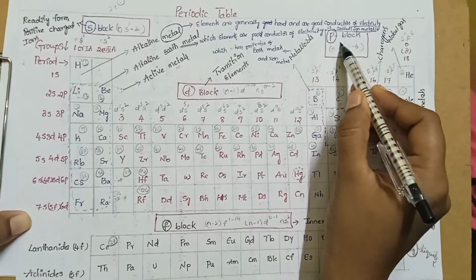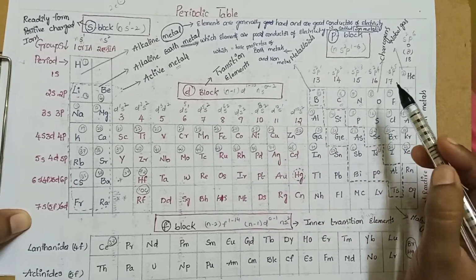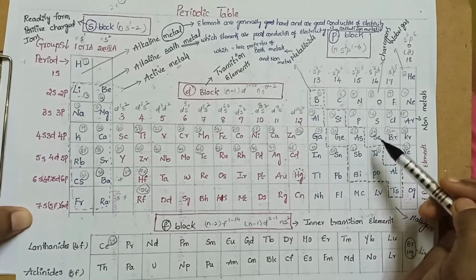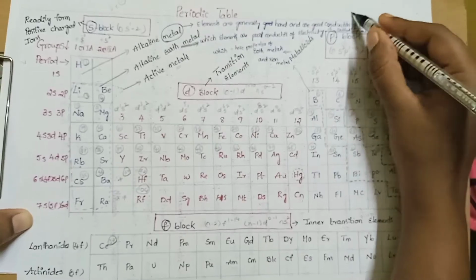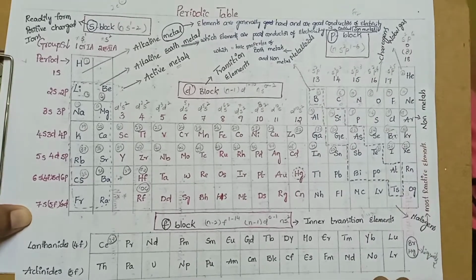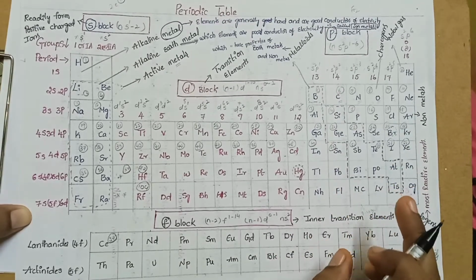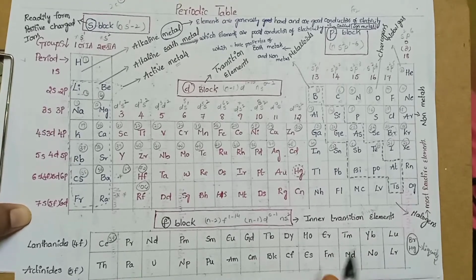So what is P block? Elements in which the last electron enters the P subshell are known as P block. Okay, in this P block, F2 is known as a superhalogen. The reason is that the bond dissociation energy of the F2 molecule is very low. Okay, that's why F2 is known as a superhalogen.